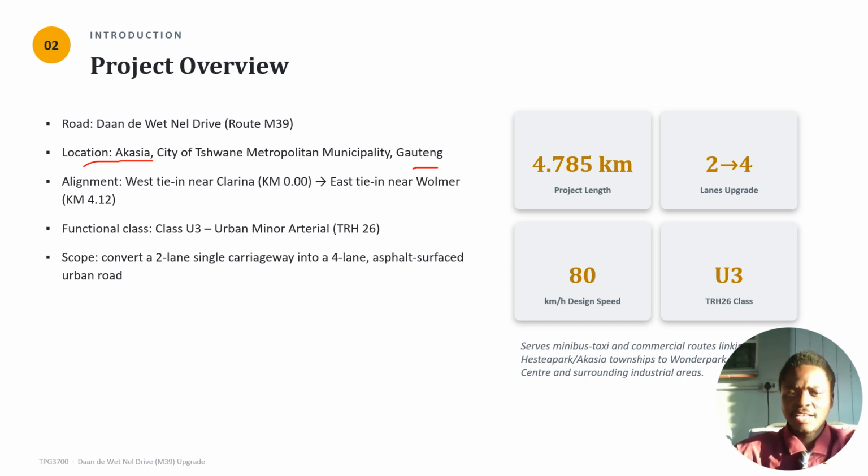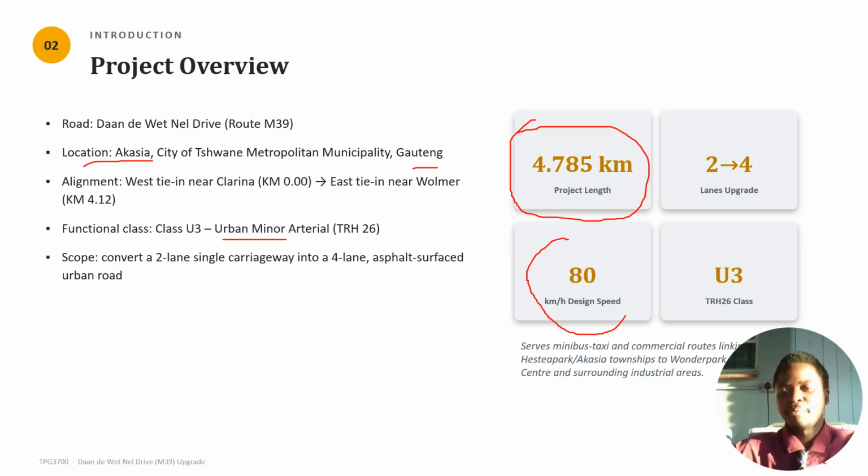The functional class is U3, which is an urban minor artery, TPG3700. The scope is to transition from the 2-lane to a 4-lane. The length that I'm working with in my design is 4.785 kilometers, and my design speed is 80 kilometers per hour.